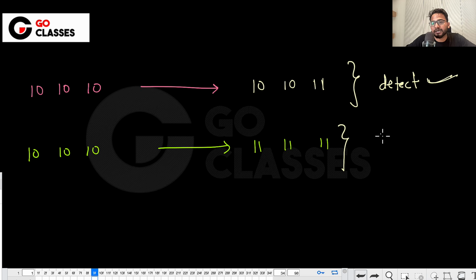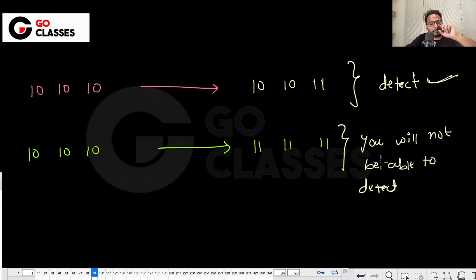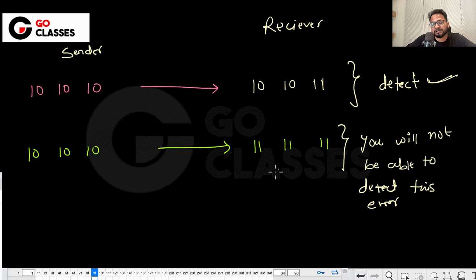I mean you will think that it is correct, so you will not be able to detect the error, and you will accept it thinking it is correct. You will not be able to detect this error in this method. There could be some other method we will see, apart from the repetition, where we can detect some errors always. But in this case you will not be able to detect this error, right? Thinking it is correct, the receiver will accept it. This is the receiver. The sender is sending this, but suppose the receiver gets this, it will think it is correct, isn't it?